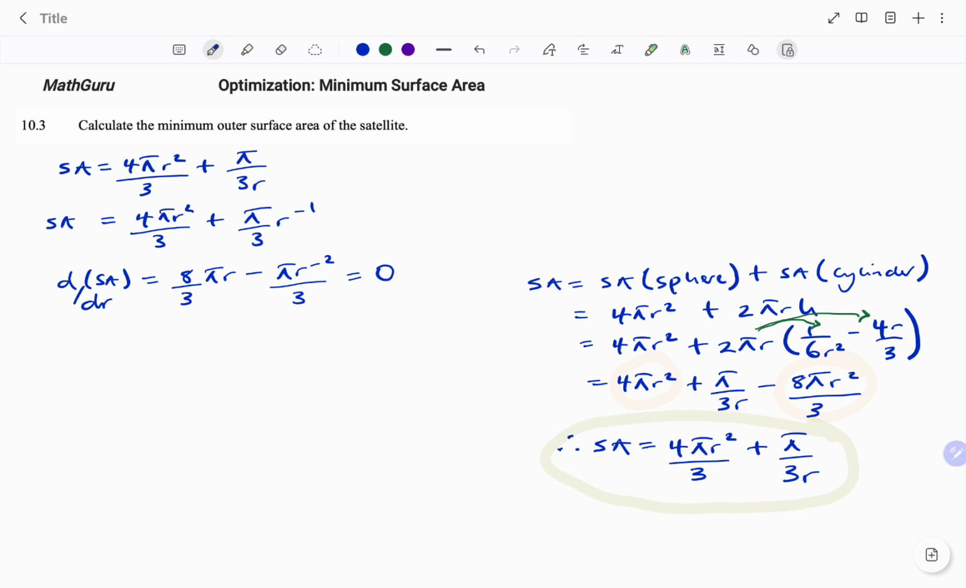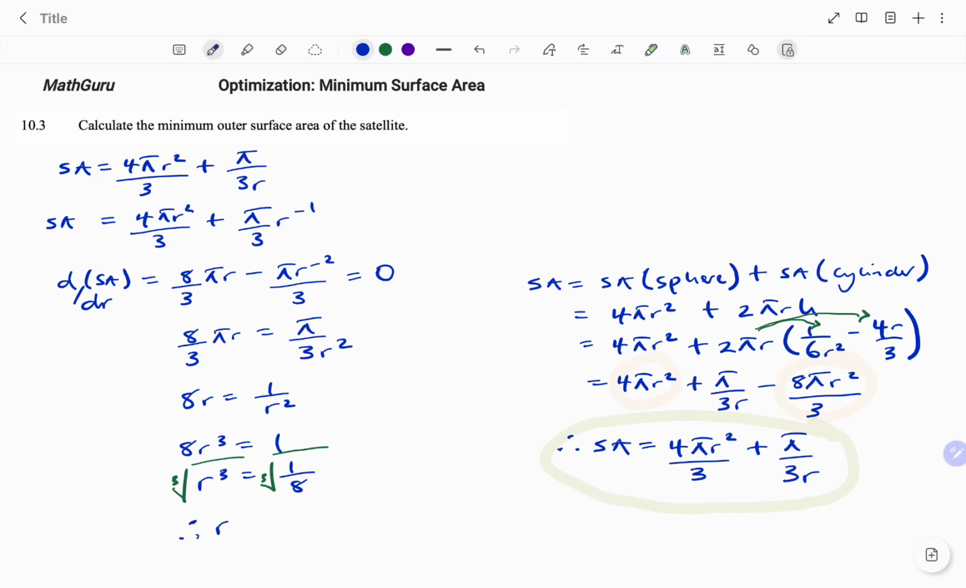Solving for r, I have 8 over 3 pi r equals pi over 3r squared, taking the negative exponent to the bottom, that becomes squared. Dividing both sides by pi over 3, I have 8r equals 1 over r squared. Cross multiplying, I have 8r cubed equals 1. Therefore, r cubed is 1 over 8. If we find the cube root of both sides, I have r equals 1 over 2, which is the radius.